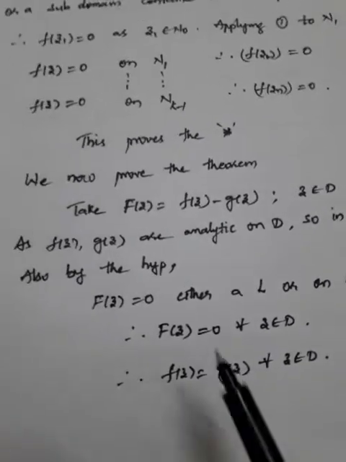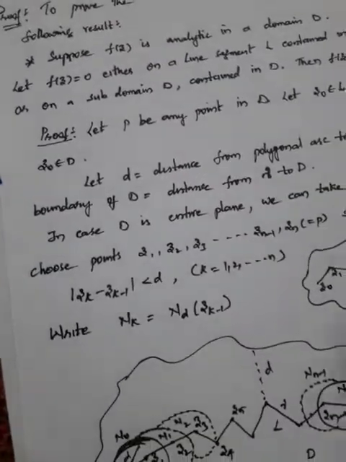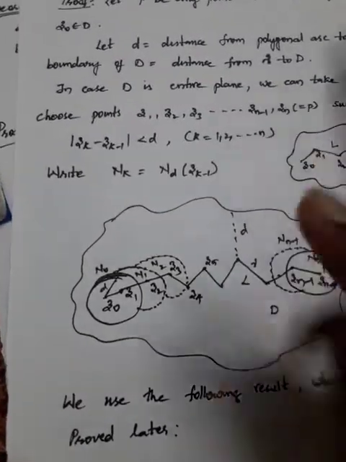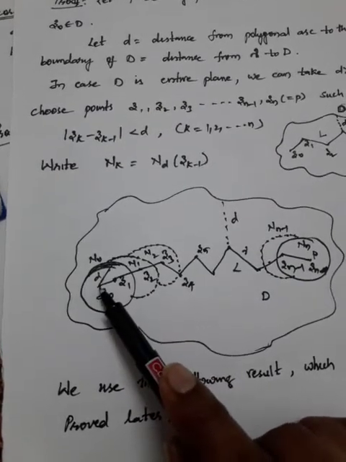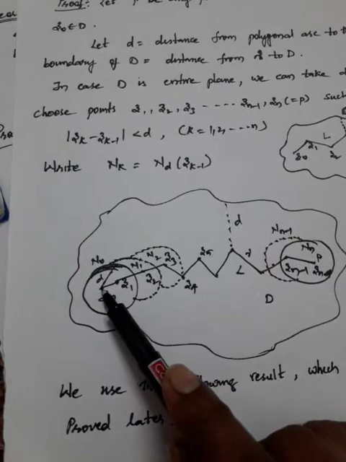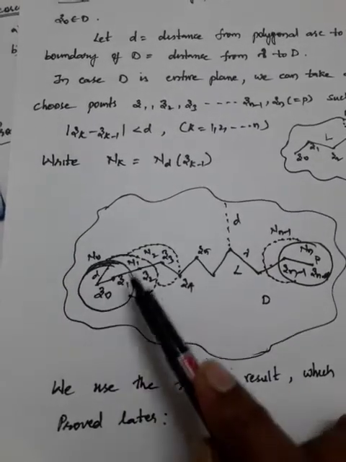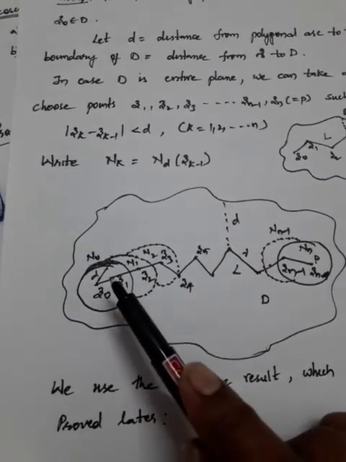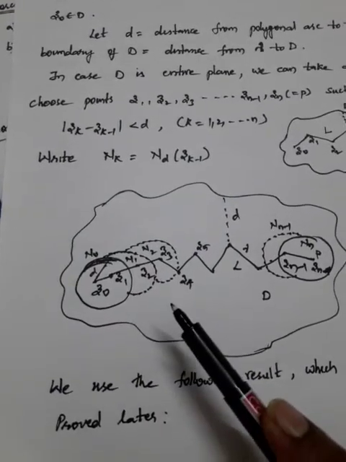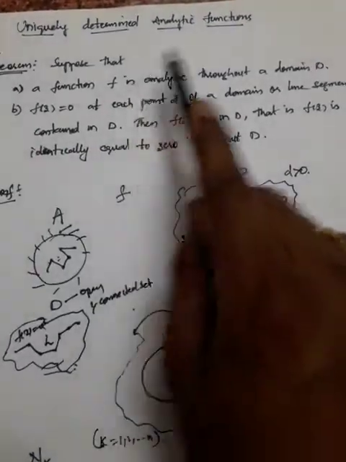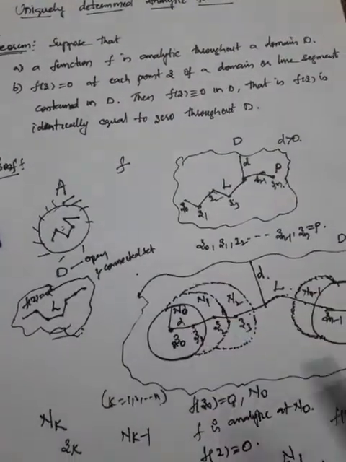The only thing you have to remember is that we prove this by taking the values, by taking the points. If z naught belongs to the analytic region, then I can say f of z naught is equal to 0, according to the result we are going to prove in later chapters. This is how we can prove uniquely determined analytic functions, by taking all the points.